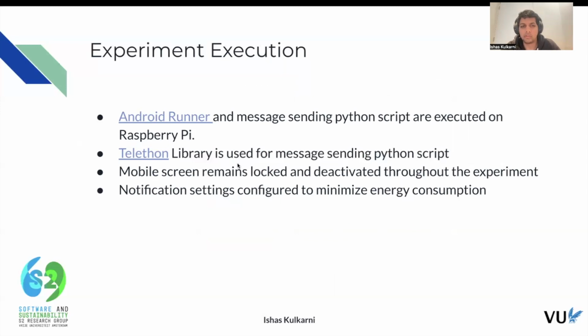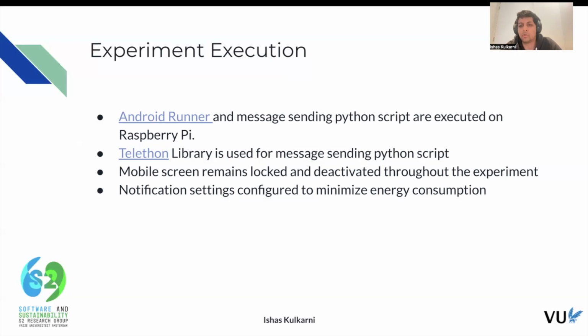As a part of this experiment, there were a few constraints that we set up to avoid any erroneous readings. Throughout the experiment, the mobile screen was set to remain locked and deactivated to replicate a real life instance. Furthermore, notification settings in the phone are configured to only accept notifications from the browser, to minimize energy consumption from other apps of the phone.